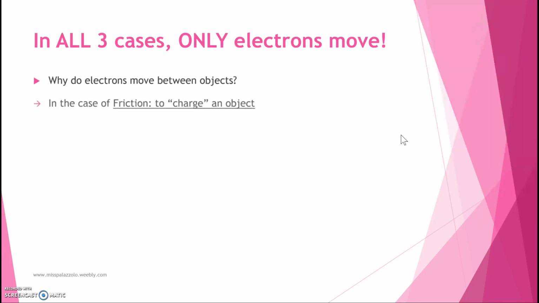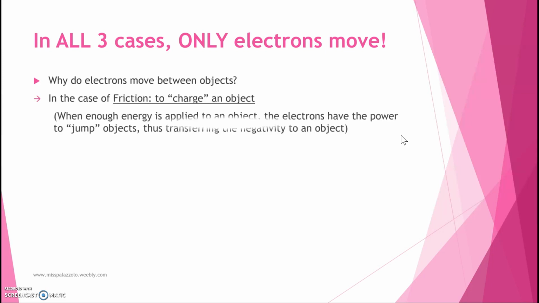Well, in each case, there's a different reason why these electrons are moving. Not only because the electrons are very, very light and very small, and they're the only ones that move, whereas the protons stay put. In the case of friction, charging by friction, the purpose of the electrons moving is to charge an object. So when enough energy is applied to an object, the electrons have the power to jump objects, thus transferring the negativity to an object.